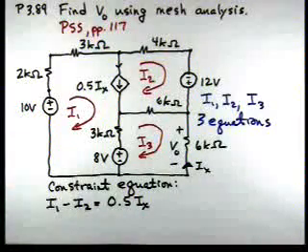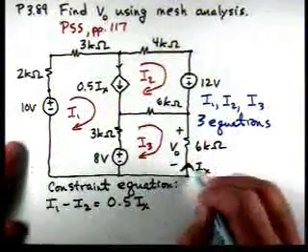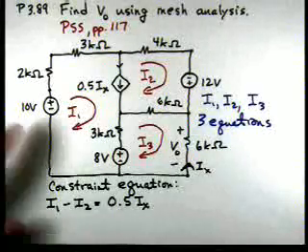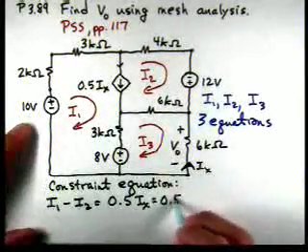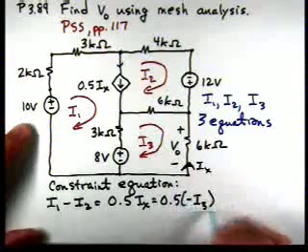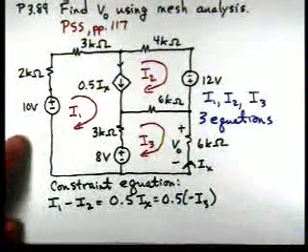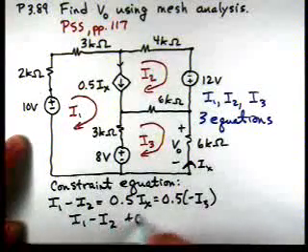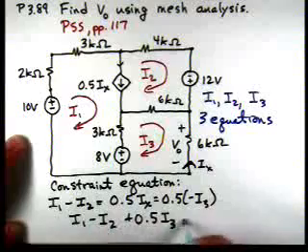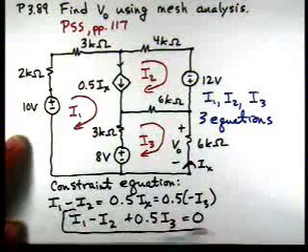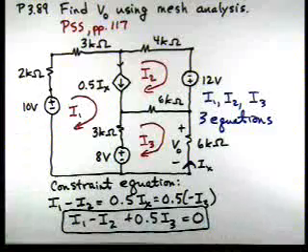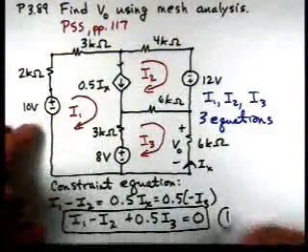Okay, so now let's look at our diagram circuit, and we can see where the current Ix is, and if you'll notice from the diagram, that's the negative of I3. So this is 0.5 times negative I3. So then our constraint equation becomes I1 minus I2 plus 0.5 I3 equal to 0. Okay, so there's the first equation.